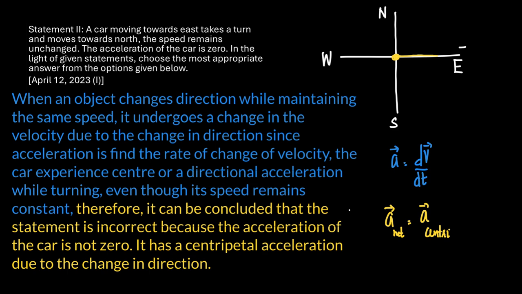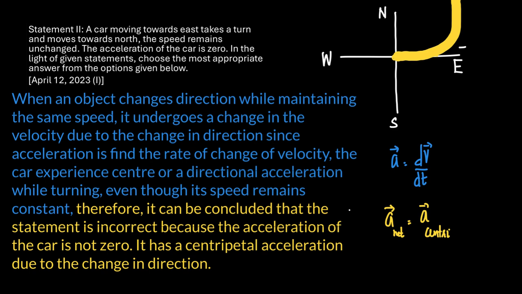Or what it can do is turn like this, right? Induce a circular motion there. Why is the word circular motion important? We'll come to it in a while. So a car moving towards east takes a move towards the north. The speed remains unchanged. The acceleration of the car is 0, is the statement. Let's see. When an object changes the direction while maintaining the same speed, it undergoes a change in the velocity. Why? Because velocity is a vector, right? Velocity is a vector. It will have both magnitude as well as direction.